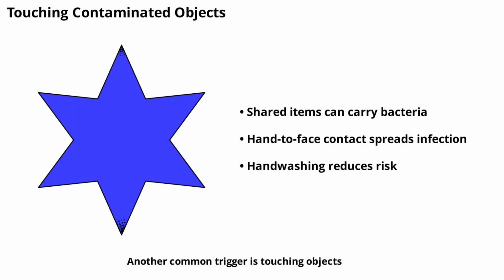Another common trigger is touching objects or surfaces contaminated with the bacteria. Items like shared toys, phones, doorknobs, and utensils can harbor Streptococcus pyogenes for a short period. If you touch these objects and then touch your mouth, nose, or eyes, you can introduce the bacteria into your body. This is especially relevant in environments where many people interact with shared items, such as classrooms and offices. Frequent hand washing is an effective way to reduce this risk.